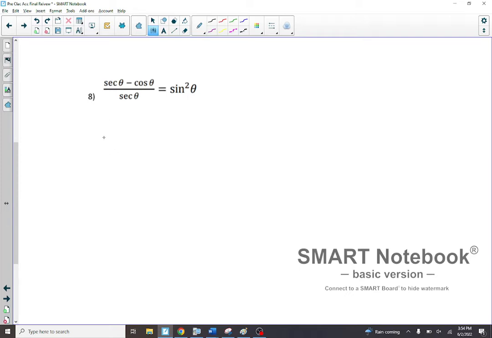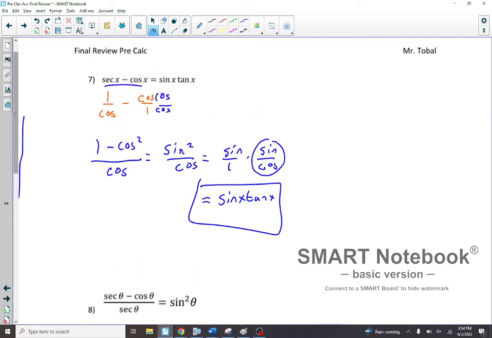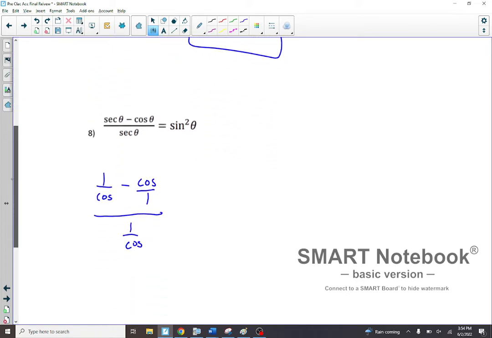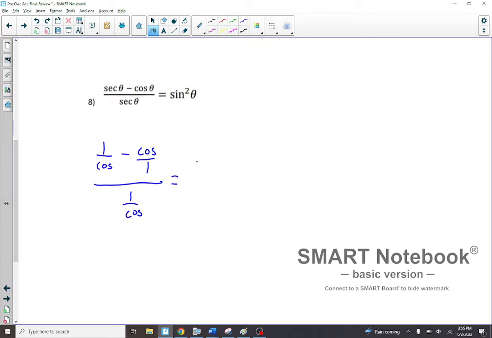So let's rewrite this: 1 over cos minus cos, over 1 over cos. Now I want to point out we did secant minus cos here. I don't think anyone realized that during the test, but you already did this work. So I'm going to skip right to the end here and get to 1 minus cos squared over 1 over cos.